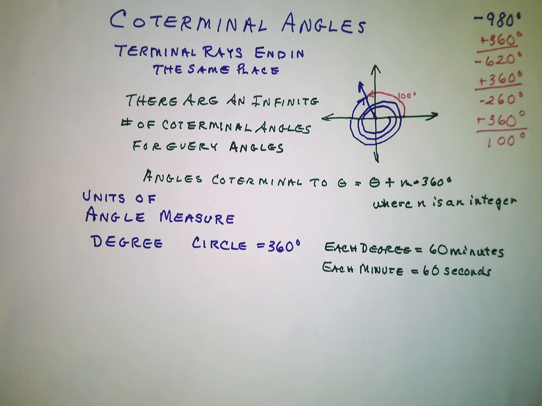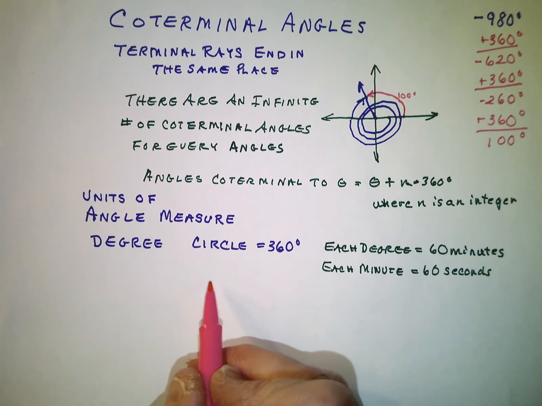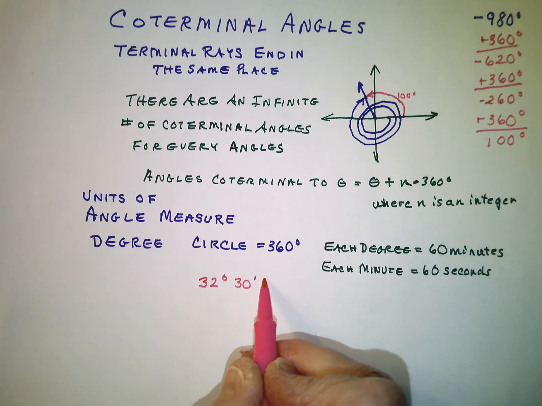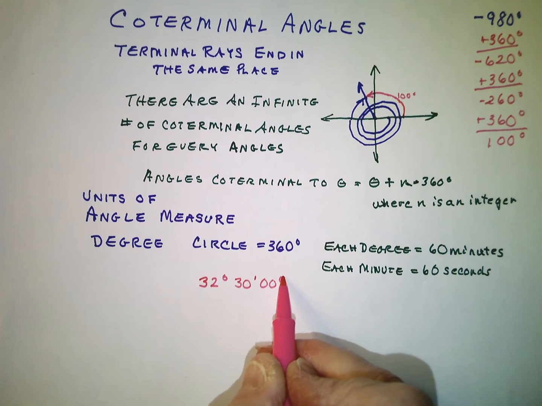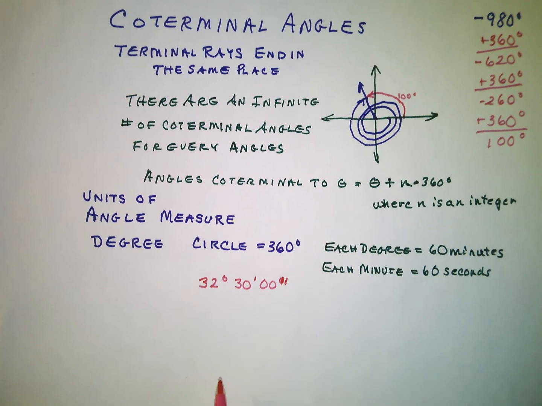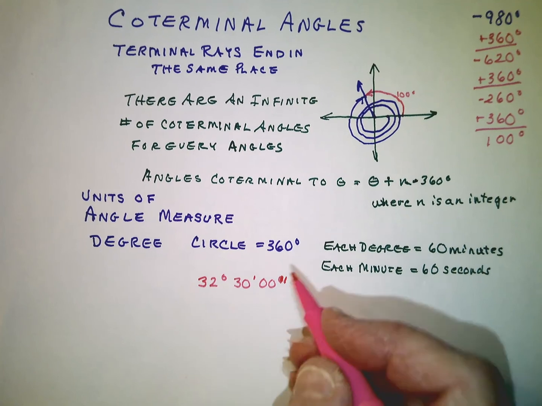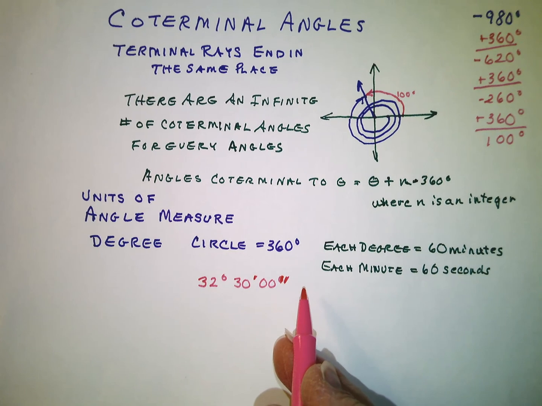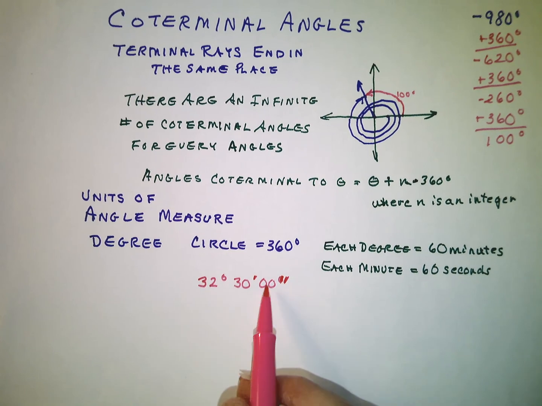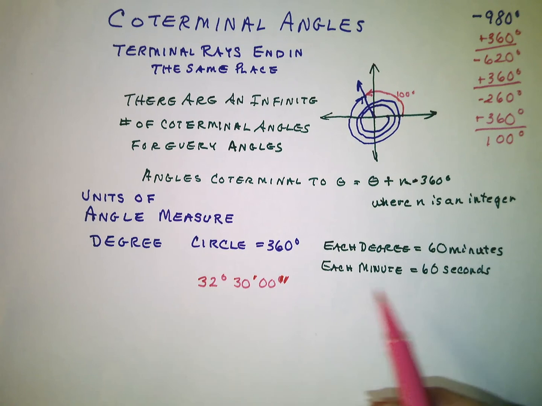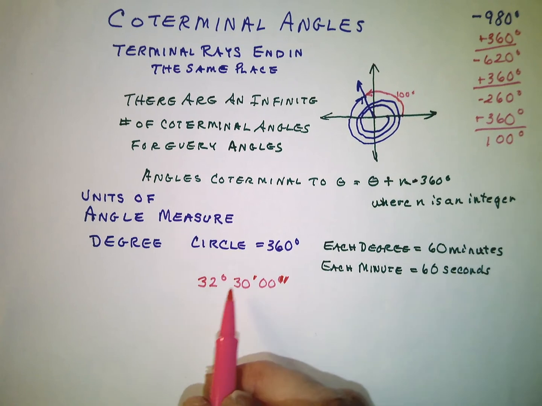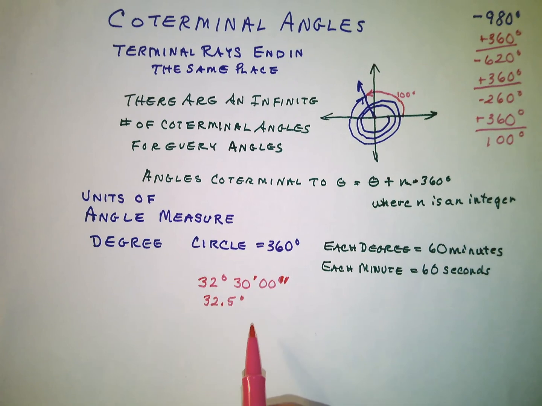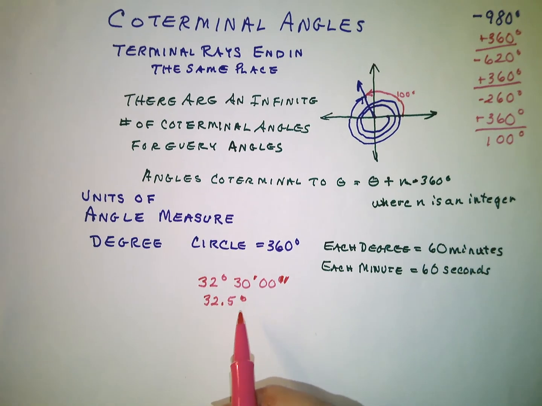So if we have an angle of, say, 32 degrees, 30 minutes, 0 seconds. And they use the same little marks that we use for feet and inches, for minutes and seconds. In decimal form, there were no seconds here, and 30 minutes is going to be half of a degree. So this would be the equivalent of 32.5 degrees. And this is what we usually use now in the calculators.